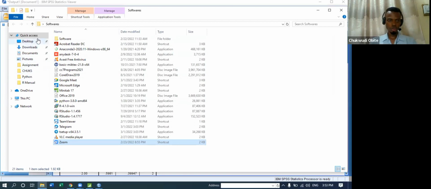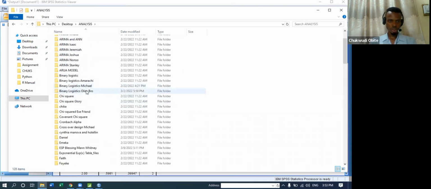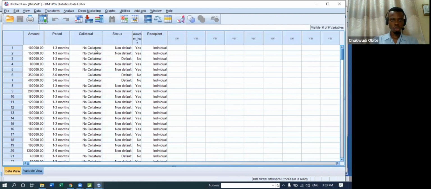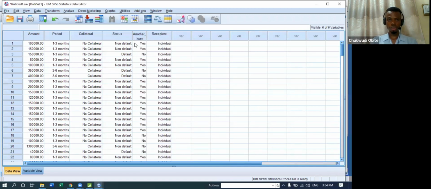Let me go to my desktop analysis. So let's start with the binary logistic. Now in binary logistic, forget about whether you can order them or not. As far as it has only two levels, you still use binary logistic. We don't really consider whether you can order them or not, as far as it has two levels.